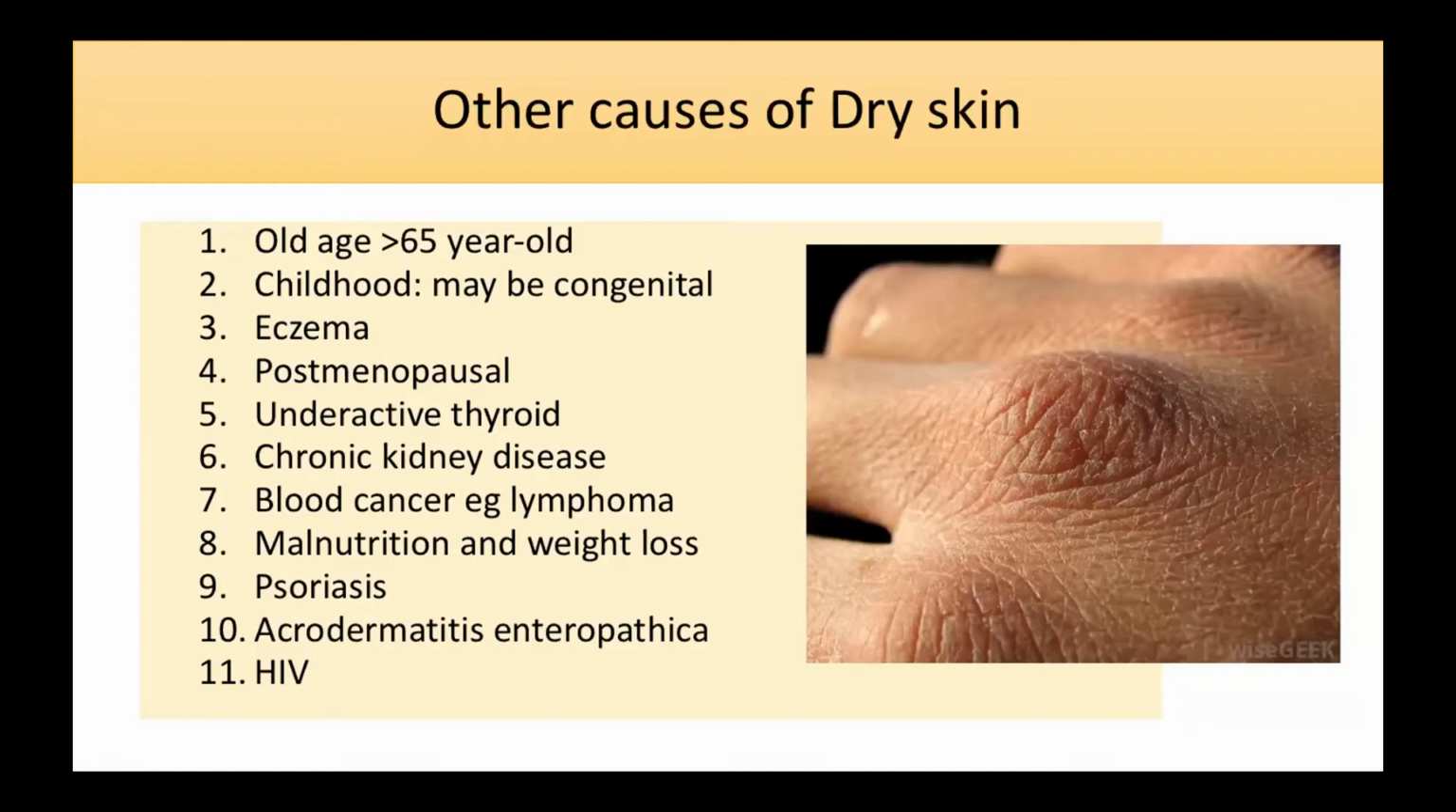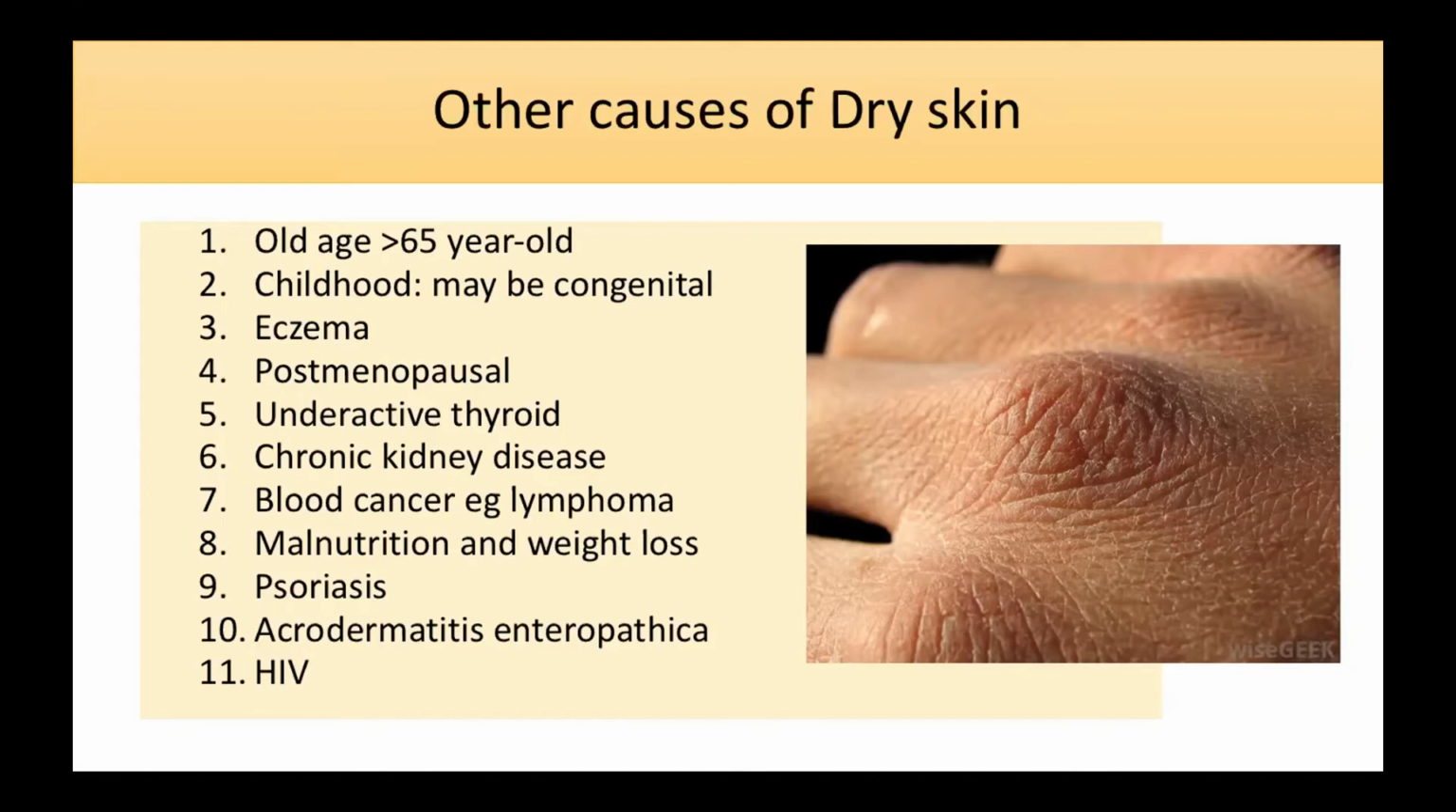If you have a kidney disease, you will have dry skin. Another risk factor for dry skin is cancer. If you have a blood cancer like a lymphoma, which is a cancer of the blood, you might have dry skin. And of course, if you have malnutrition, lack of nutrition, and blood loss, you will also have dry skin. There are also chronic skin disorders like psoriasis. You might have dry skin as well.